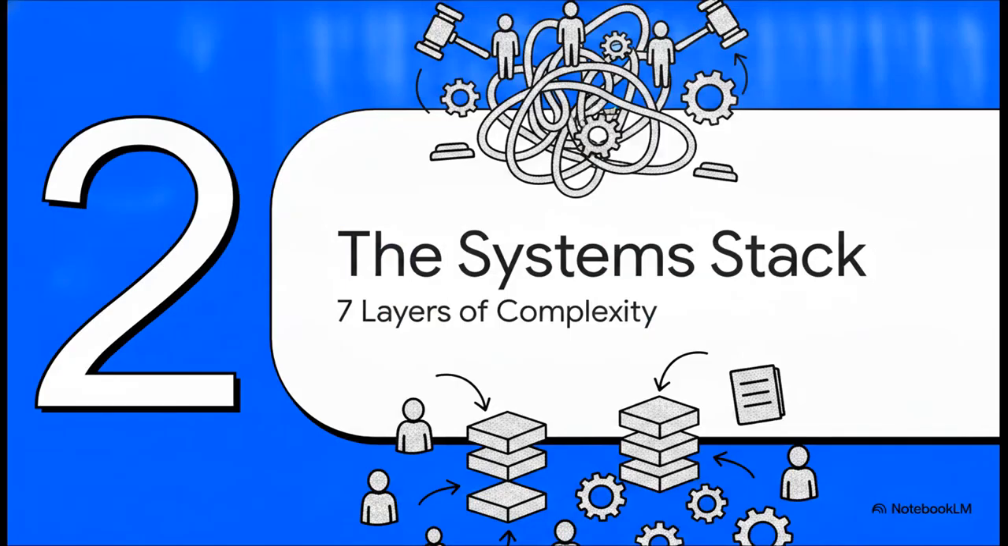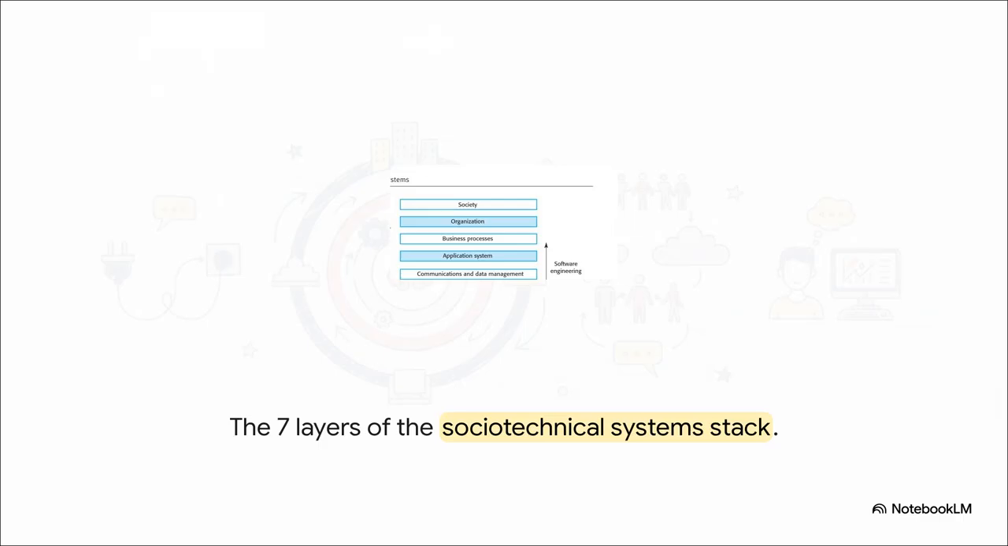Let's move on to Section 2, the Sociotechnical Systems Stack. Because sociotechnical systems include human behavior, corporate rules, and government laws, they're way too complex to just view as one massive tangled web. So we break it down. We use the Sociotechnical Systems Stack to manage that complexity. It divides the system into 7 distinct layers, going from the physical equipment at the very bottom all the way up to society at the top.